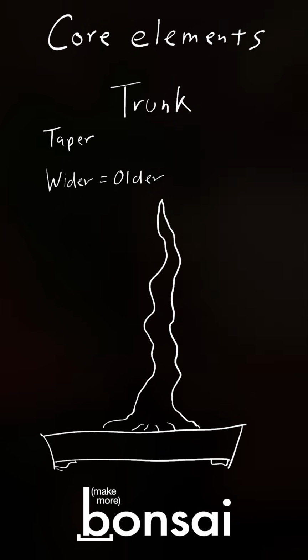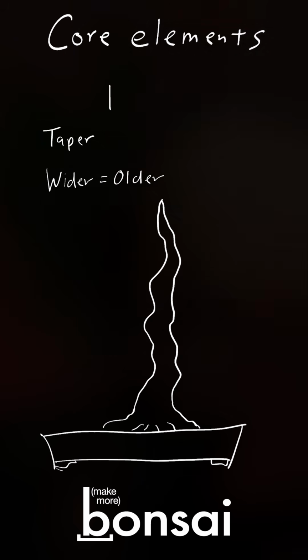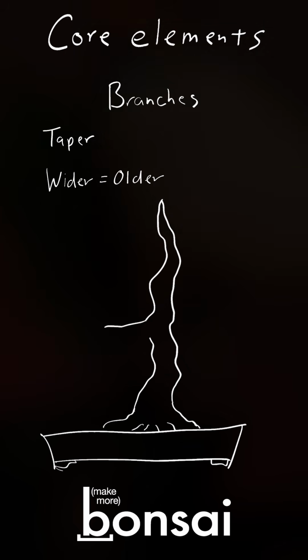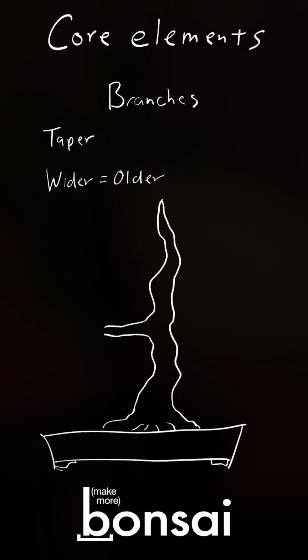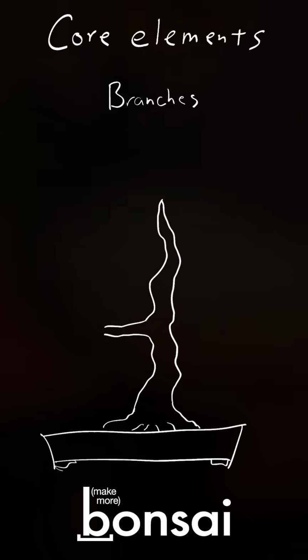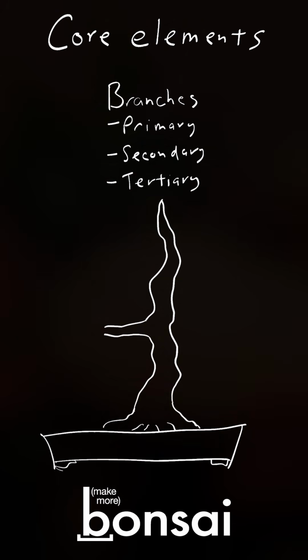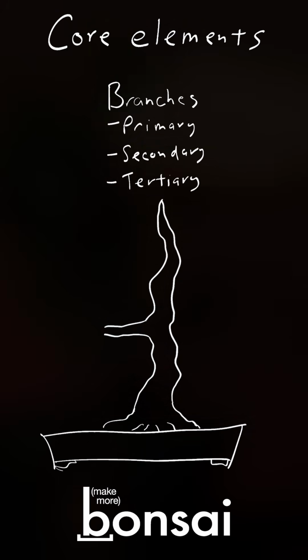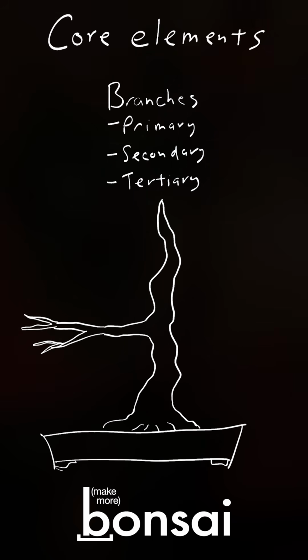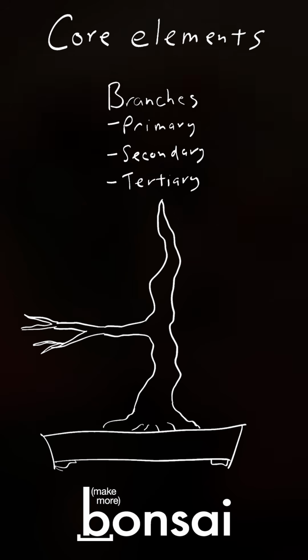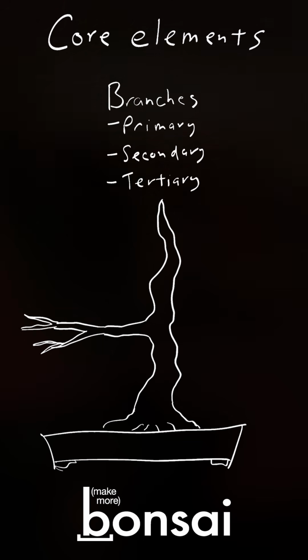This wider equals older concept is carried through the branches. The branches that emerge from the trunk also adhere to that concept. The wider the branch is, the older it is. This leads to primary, secondary, and tertiary branches. The primary part of the branch is the part that departs from the trunk. From this primary branch, secondary branches emerge, and from those comes the third layer, or tertiary branches. The primary part of the branch should be the widest, followed by secondary, which are more narrow, and even more narrow would be the tertiary layer.